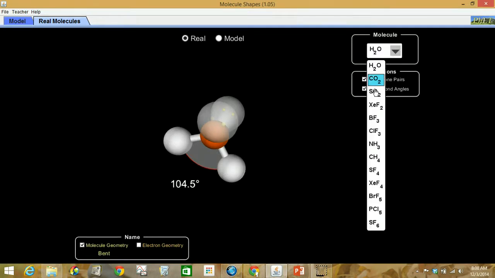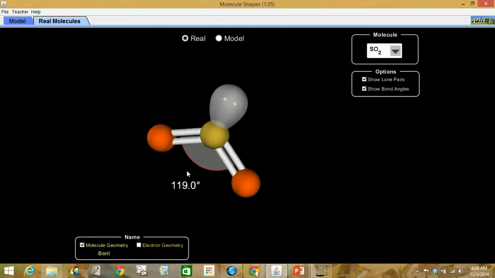We were also asked to look at SO2. So again, you can see that, and so less than 120 because this would have been trigonal planar with three atoms if this were an atom instead of a non-bonding pair. So you can see that again, the bond angles are getting slightly smaller because of that non-bonding pair instead of a bonded pair.